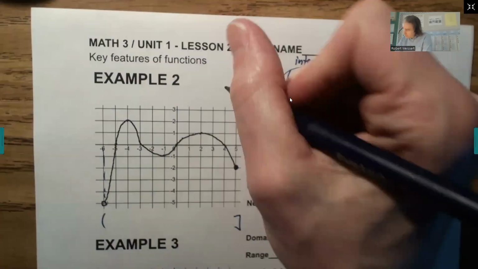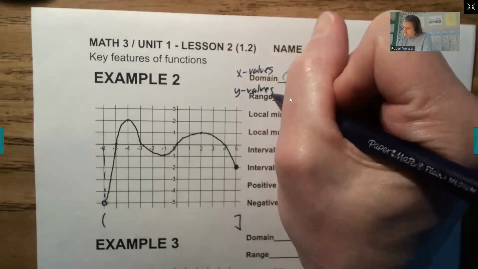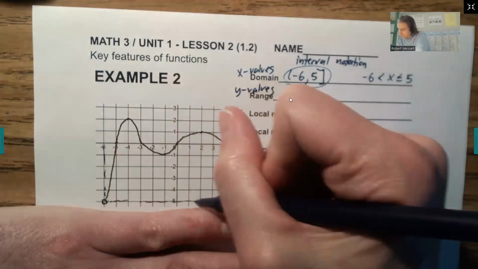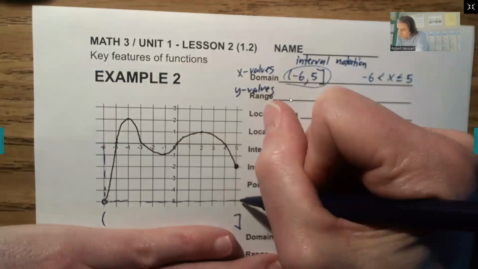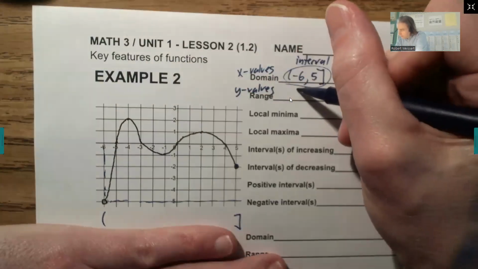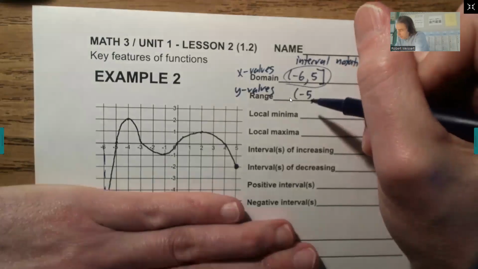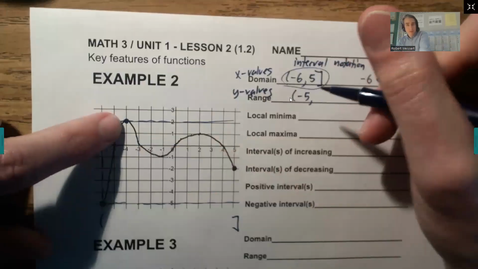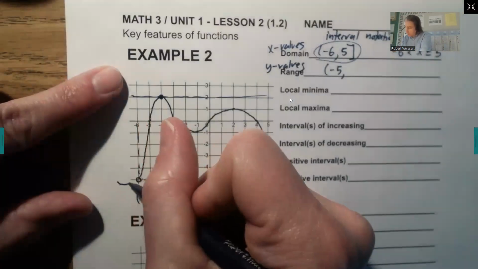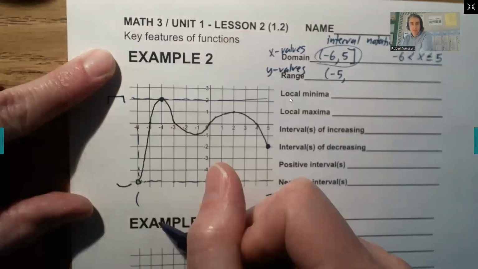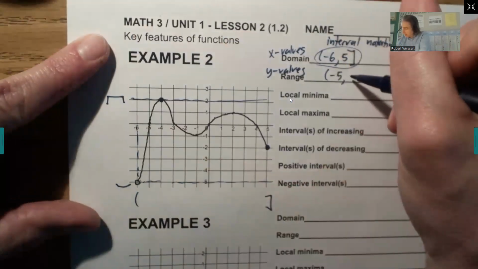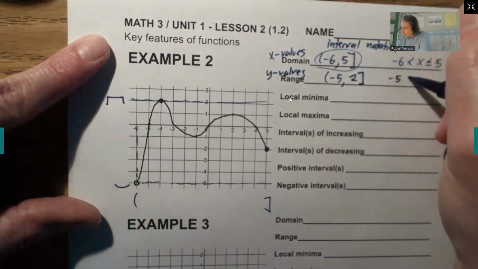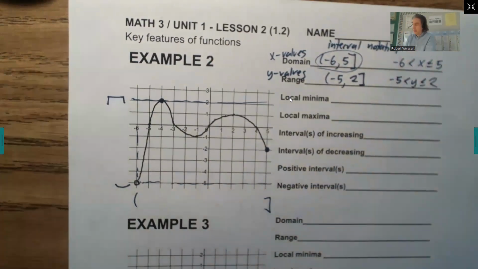Your range are your y values. So we're talking about down to up. My lowest y value looks like it's at -5, and that's also an open circle. So at the y value of -5, and then its very highest y value looks like it's at 2. That's included. So between -5 and 2, that's going to be my y values for my range, -5, comma 2. Also a bracket since the 2 is included. And again, -5 less than y, less than or equal to 2. So that's the domain and the range for you.